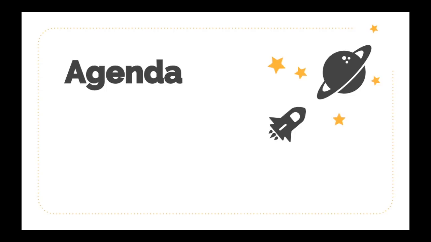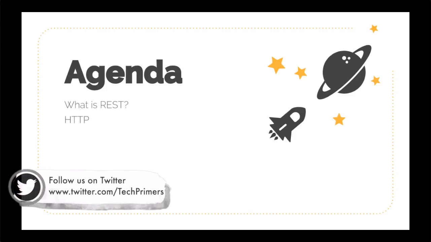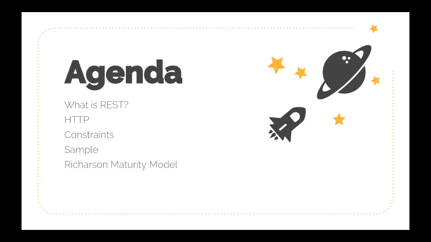So the agenda for this particular session is what is REST, what is HTTP, what are the different REST constraints, a sample REST implementation, and also the Richardson Maturity Model, which explains what are the different types of levels which are there when we are creating a REST application. Let's see each of these separately.